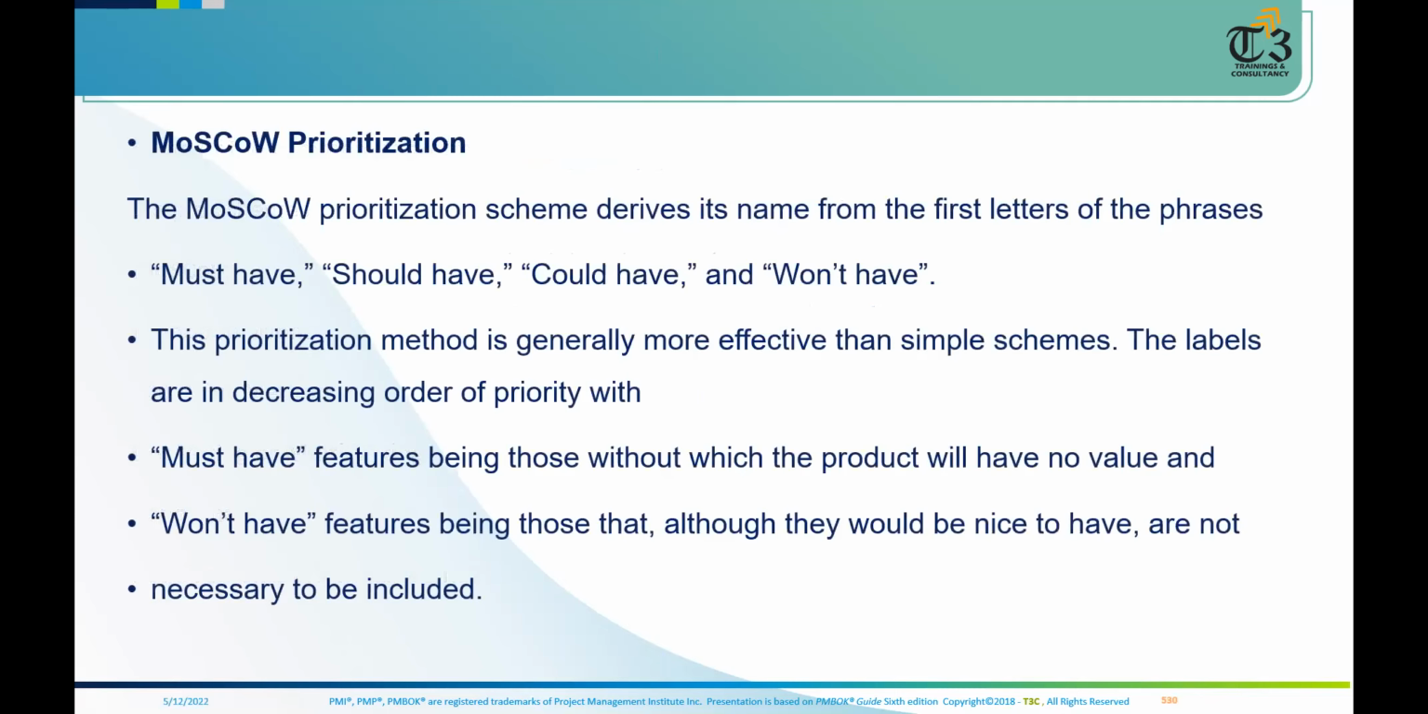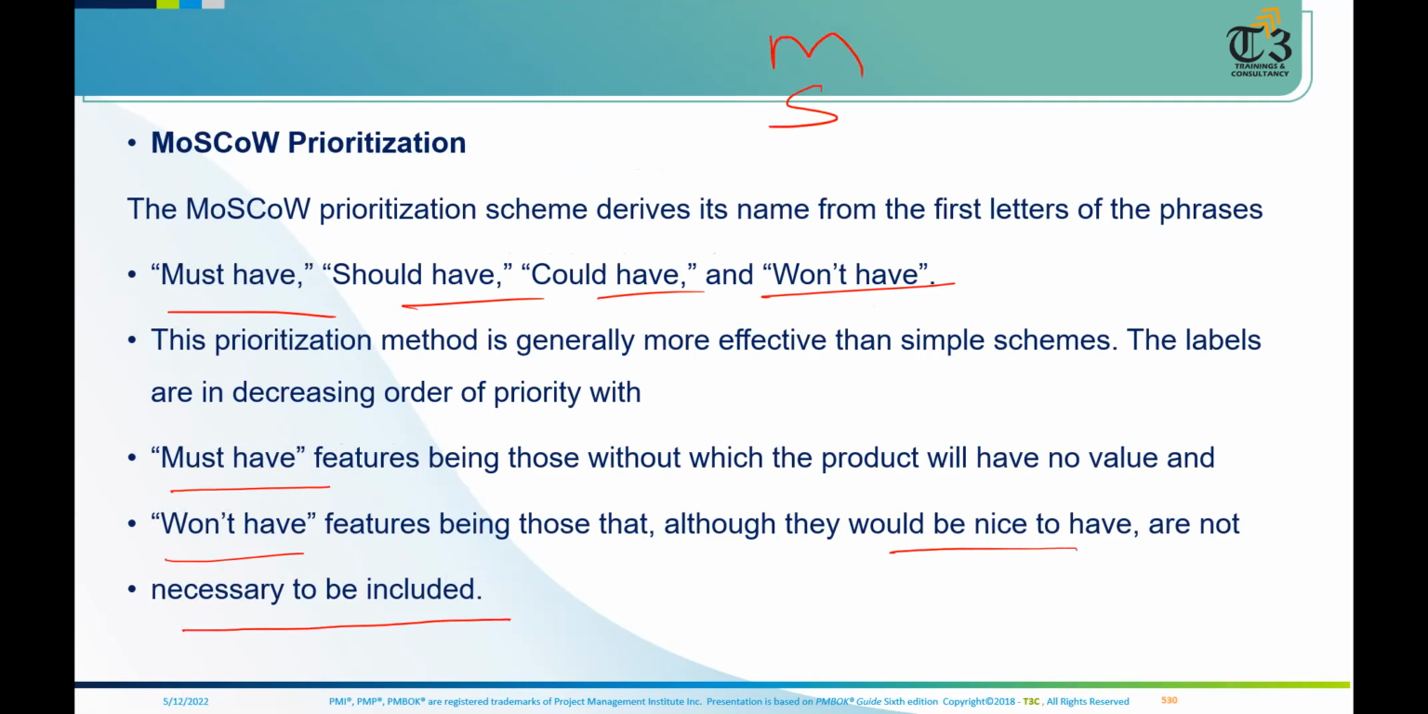MoSCoW means must have, should have, could have, won't have. Must-have features must be there. Won't-have features are those that would be nice to have, but are not necessary to be included. So must have goes on the top, should have second, then could have, and last should be won't have. That's how we prioritize the requirements. We can do it in predictive also, like this.